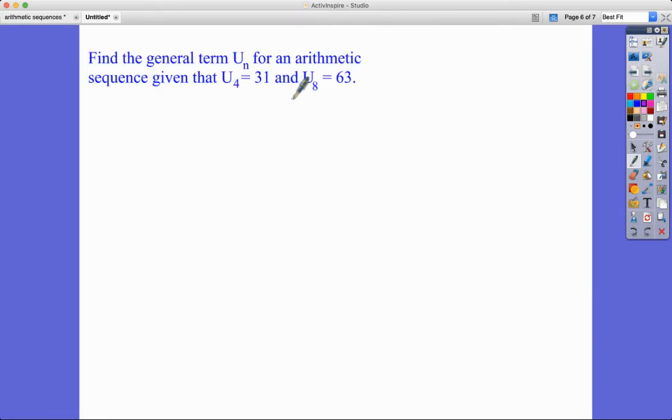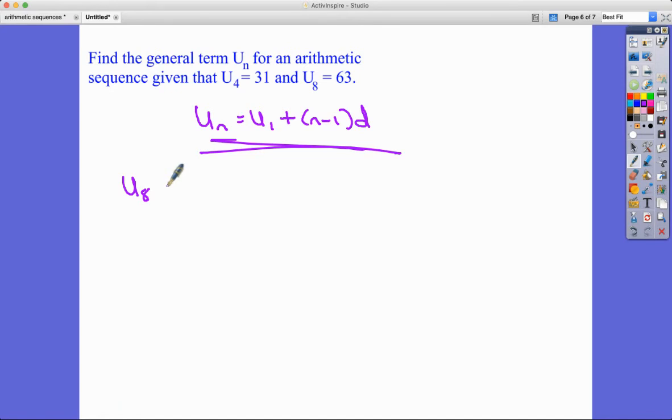And the final one, actually, I think it's the final one, yes. The final type of question is this one. I love these questions. It all relies again on your understanding of this. So what we're going to do is go backwards actually and do U8 first and show you this. So U8 would be U1 plus 8 minus 1 d. And we know that it tells us it's equal to 63.